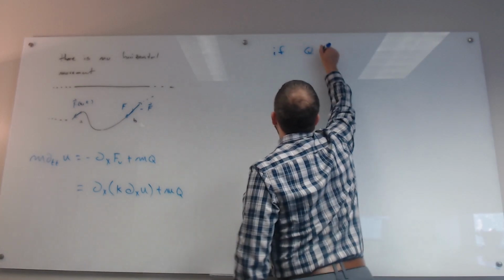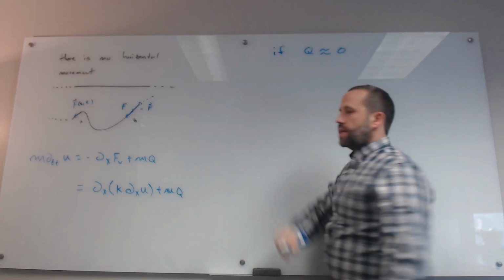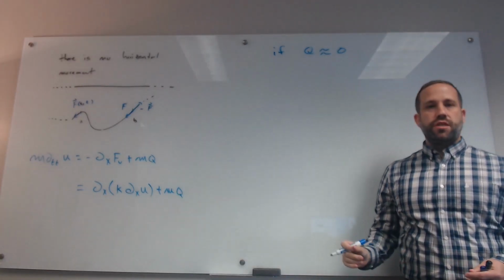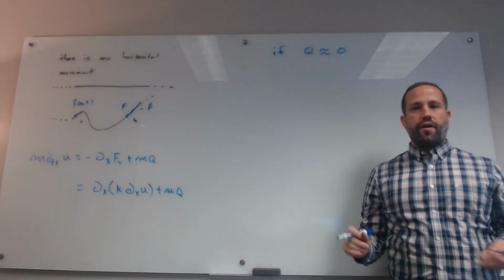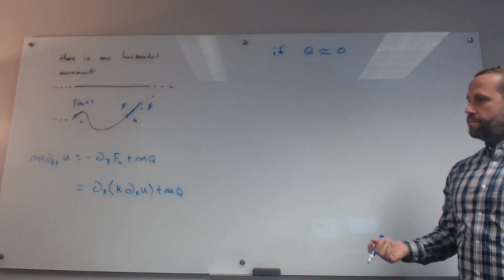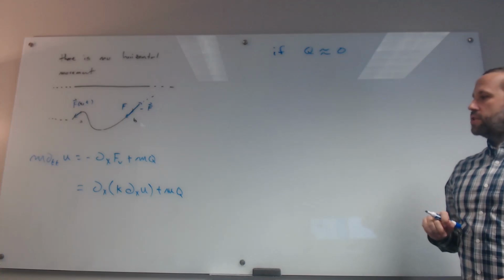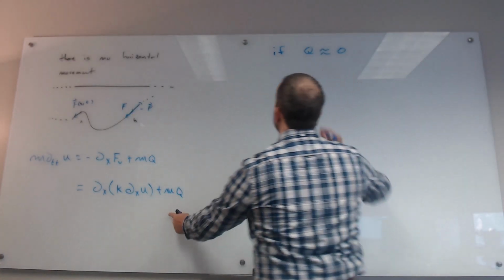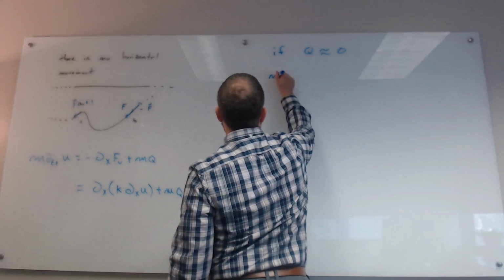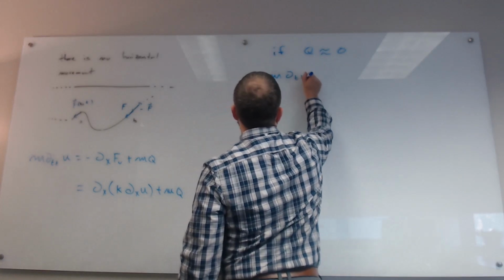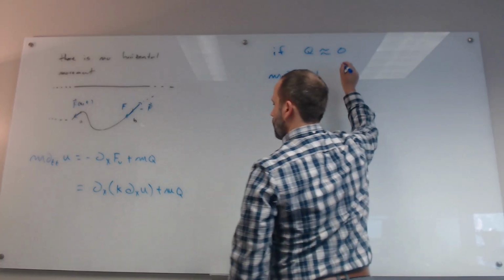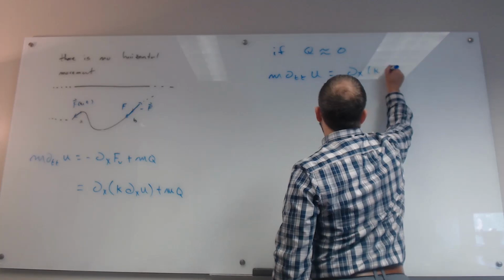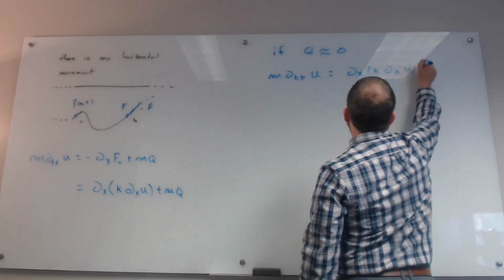If Q is negligible, in other words, it's approximately equal to 0, like you don't typically, I'm not a musician, but I don't think musicians worry about the force of gravity on their guitar strings, just kind of neutral. Okay, so if Q is approximately equal to 0, or exactly equal to 0, we can forget about this term, and the equation becomes M times the double t derivative of U is equal to the x derivative of K times the x derivative of U.